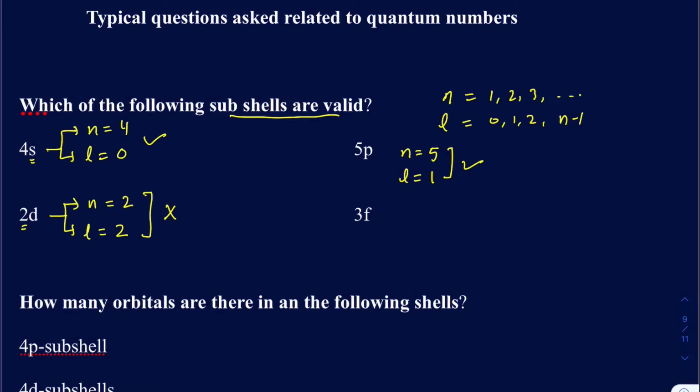So let's look at this 3f. In 3f, n is equal to 3, and for the f subshell, the value of L is going to be 3 as well. So that means this is an invalid subshell as well. So that's one type of question they usually ask you, to determine the validity of the subshells.